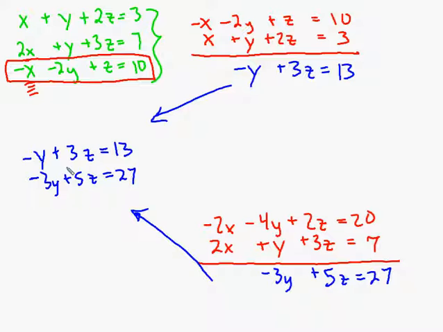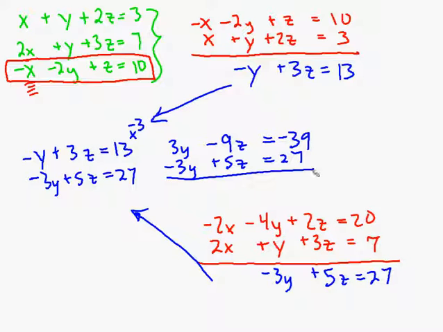Hopefully you recognize the y is going to be the one I'm going to want. That's the easiest one. Now I could eliminate z. If I did z, I'd multiply by 5 and 3. But here, all I need to do is multiply that one by negative 3. That way I get a positive right there. So I get 3y, watch out, minus 9z equals negative 39. And then I can use that to eliminate with this other one.